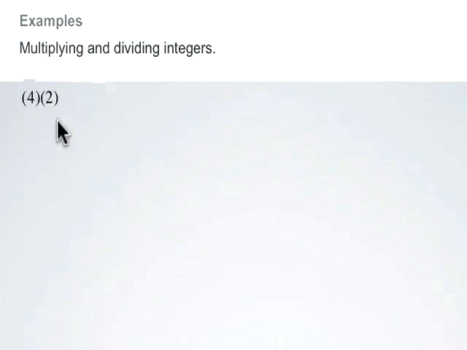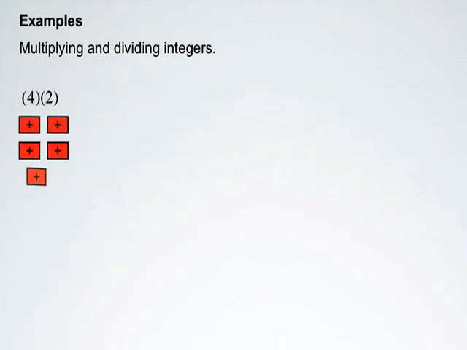So the first example is 4 times 2. So that's positive 4 groups of positive 2 tiles, or 4 groups of 2 red tiles. 1 group, 2 groups, 3 groups, 4 groups. So the answer is 8 red tiles, or positive 8.